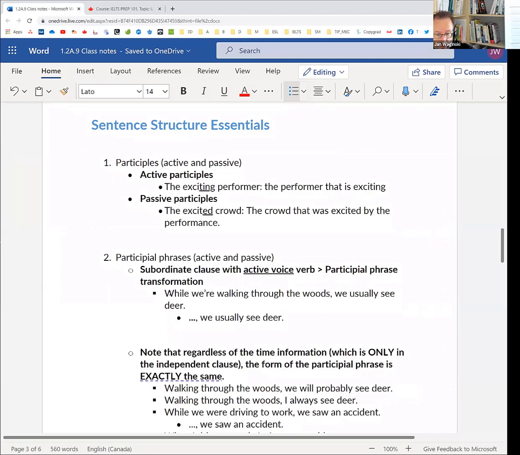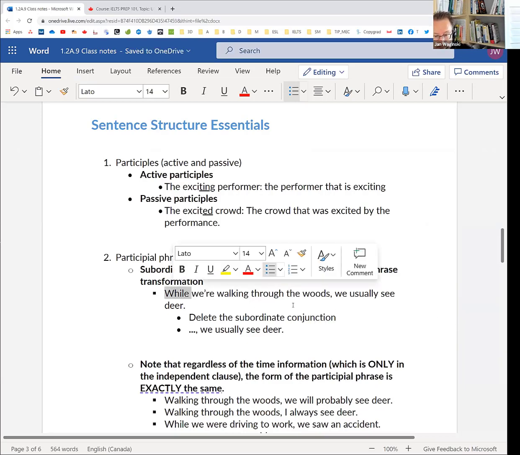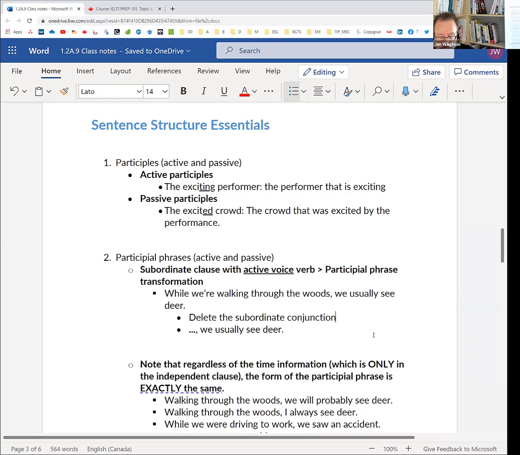So here's an example of a subordinate clause. While we're walking through the woods, we usually see deer. Now, to make a participial phrase from a subordinate clause, there's just a couple steps that you need to follow. Delete the subordinate conjunction or subordinating conjunction. That would be while. This is an optional step in many cases.